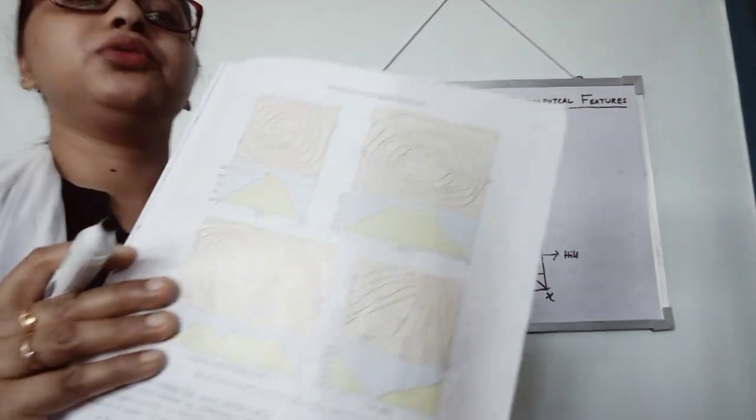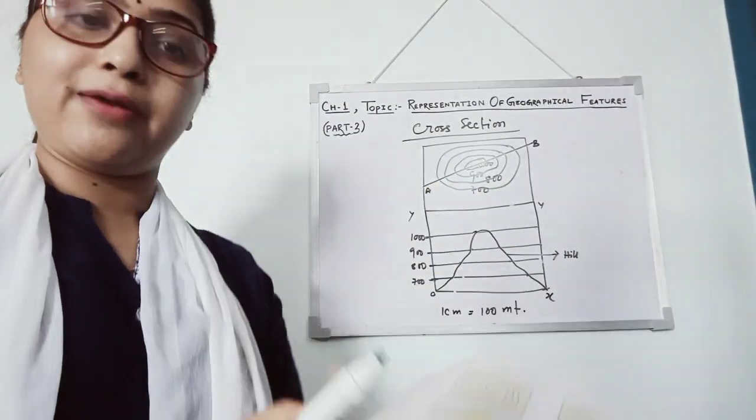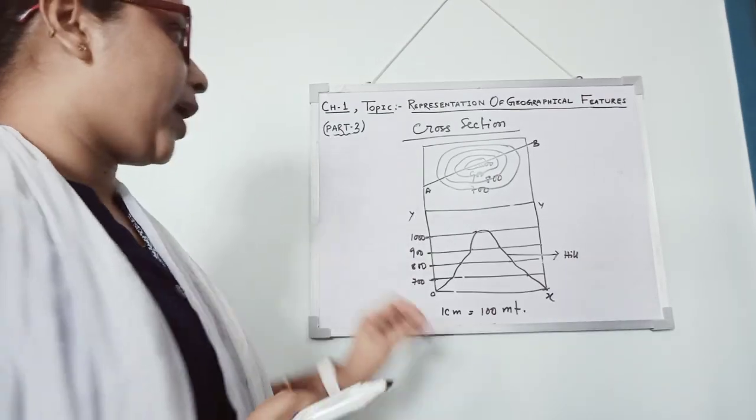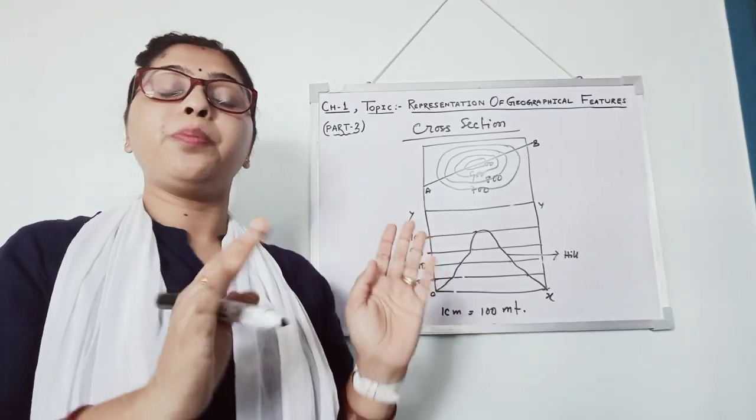So how do we know which kind of landform is there? For that you have to see the contour pattern.